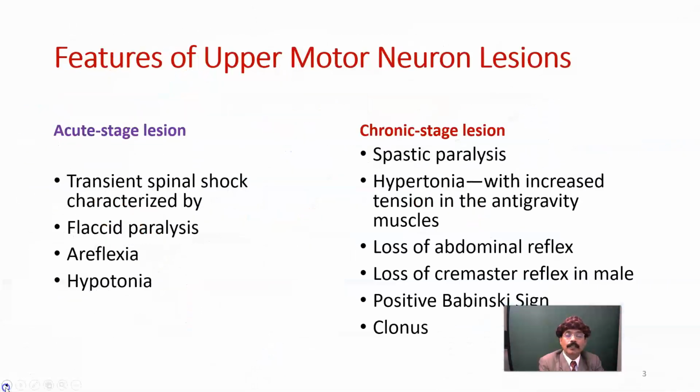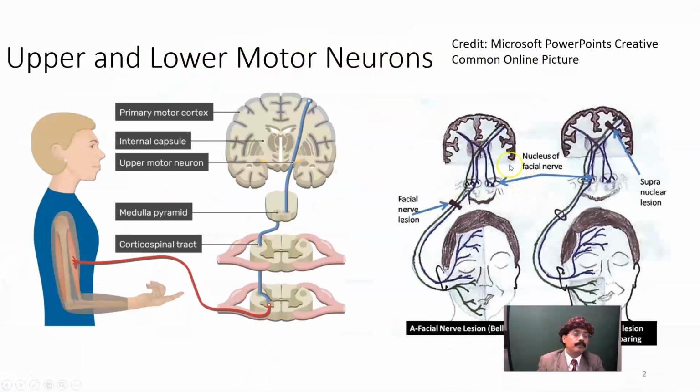So here is the upper motor neuron, up to this, then lower motor neuron. Here, this is the upper motor neuron. Then this is the lower motor neuron. Here it will start from the medulla oblongata to the effector organ. This is lower motor neuron lesion, so it may be a lesion here, a lesion here.